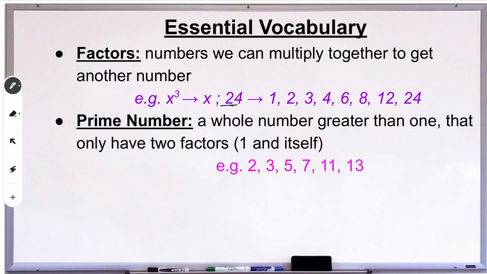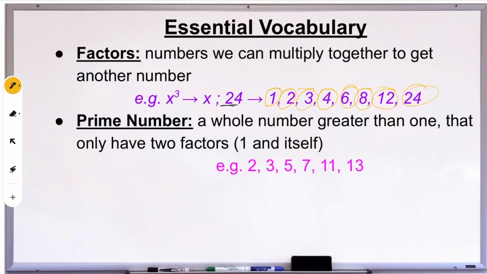24. I know that 1 is a factor of 24 because 1 times 24 gives you 24. 2 times 12 gives you 24. 3 times 8 gives you 24. And last but not least, 4 times 6 gives you 24. These are all factors of 24 because you could take any number on this list and multiply it by another number on this list, and the resulting product will be the number 24.